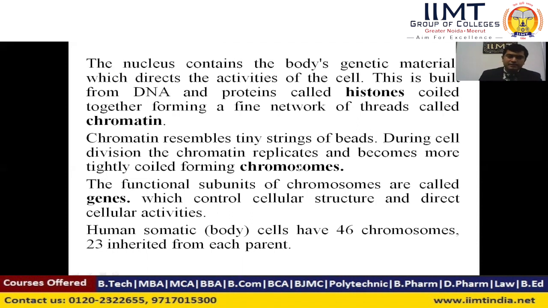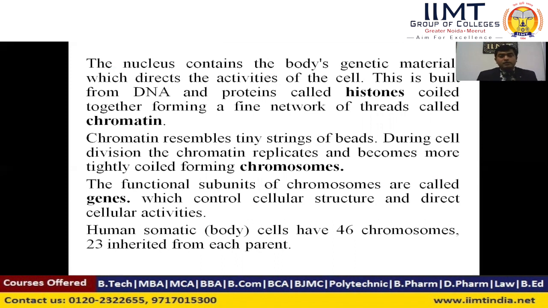So chromatin resembles tiny strings of beads. During cell division, this chromatin replicates and becomes a more tightly coiled structure known as a chromosome. So at the time of cell division, the whole chromatin fiber which is spread throughout the nucleus condenses to form a chromosome, right? Next is gene. The functional subunit of a chromosome which directs a particular activity is known as a gene, which controls the cellular structure and directs the cellular activity of the cell, right?